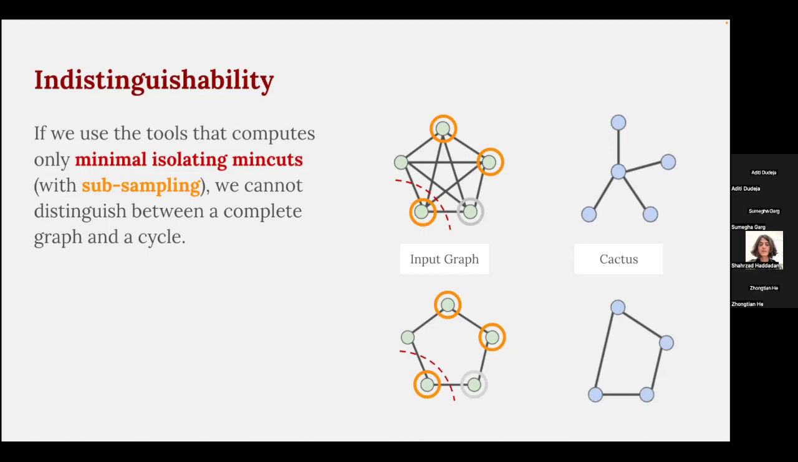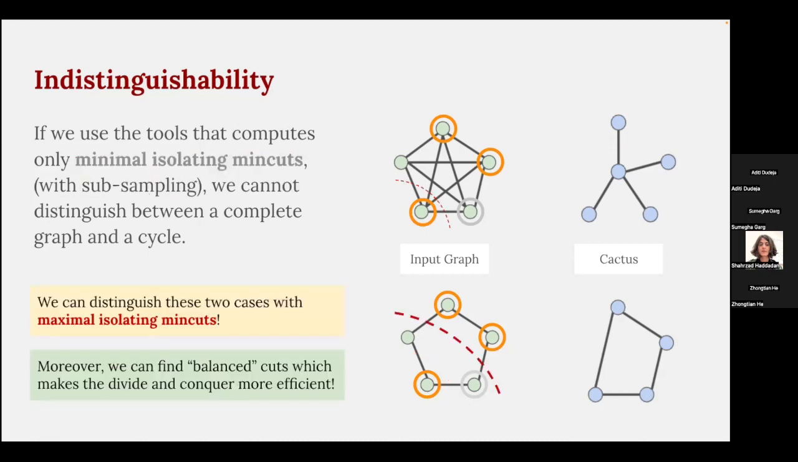Because regardless of how you sample the terminals, the orange terminals are the terminals you sample, and the minimal isolating mincuts will always return a singleton, always return some trivial cut. It just doesn't provide any useful information. So this is an intuition. I'm not saying that it's actually impossible to solve it by minimal isolating mincuts, but we faced some barrier there. So that's why we introduced a new variant.